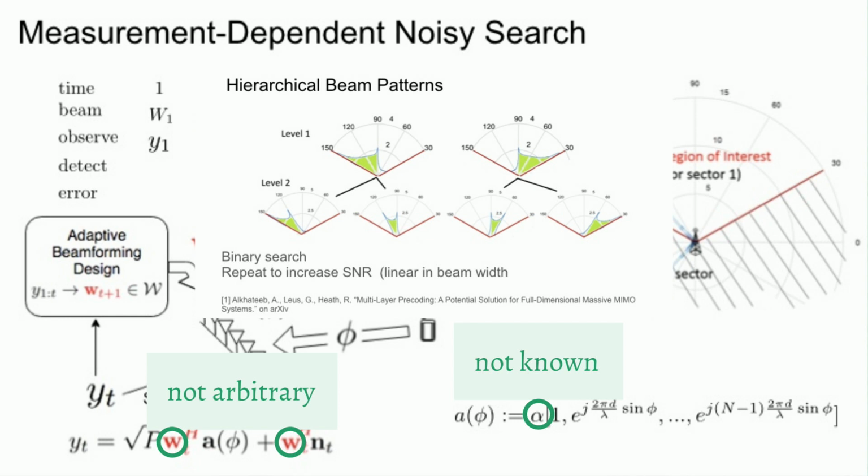So the shape of W is like this, and as you make it narrower and narrower, there are weirder non-ideal effects in this beam pattern, right? So we wanted to do this for this. In fact, Robert Heath's group used this hierarchical beam pattern and did a repeated binary search, and I'm going to show you the results of what they found in terms of performance.